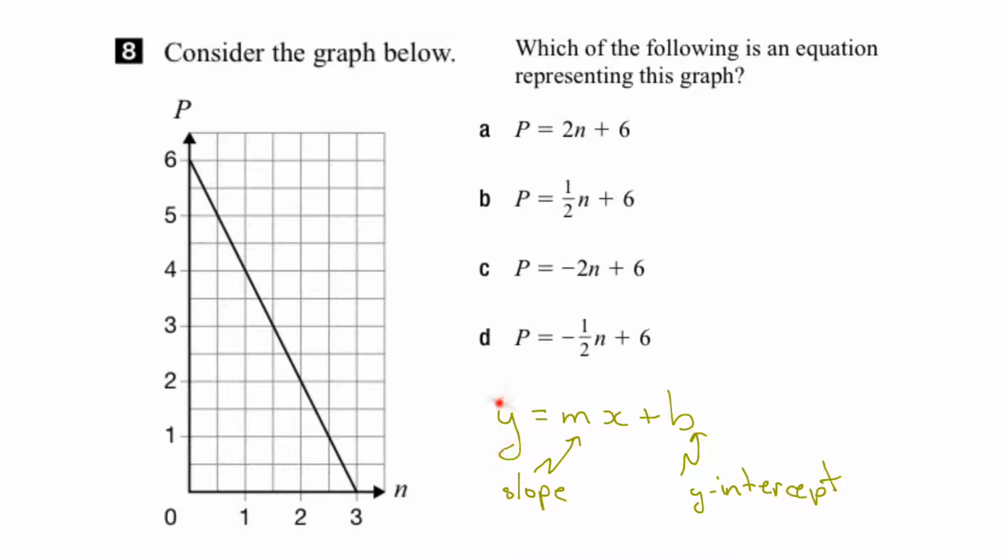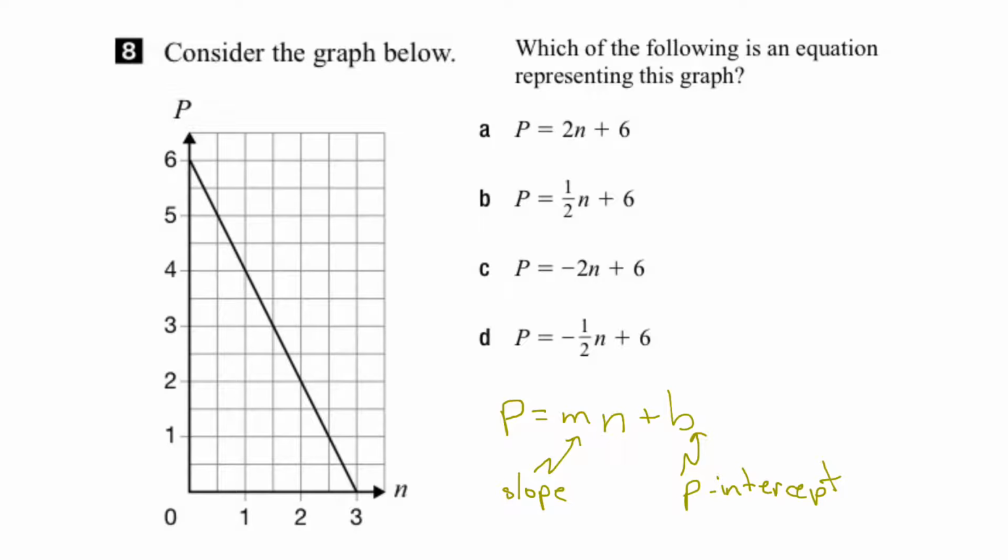Now, y actually represents the value of the vertical axis, which in our case is p. So we should replace y here with the value p. And x represents the value of the horizontal axis, which in our case is n. So we should replace x with the value n. So the y-intercept in our case here is the p-intercept.